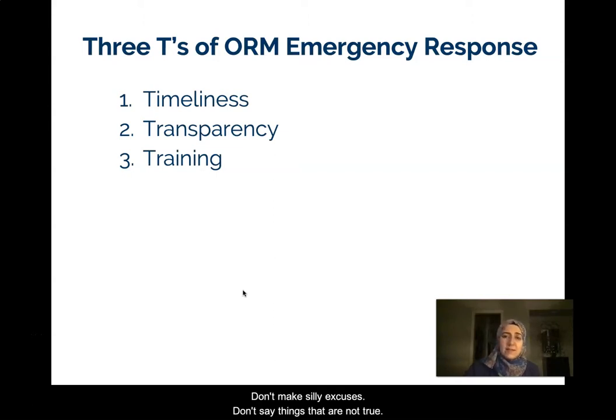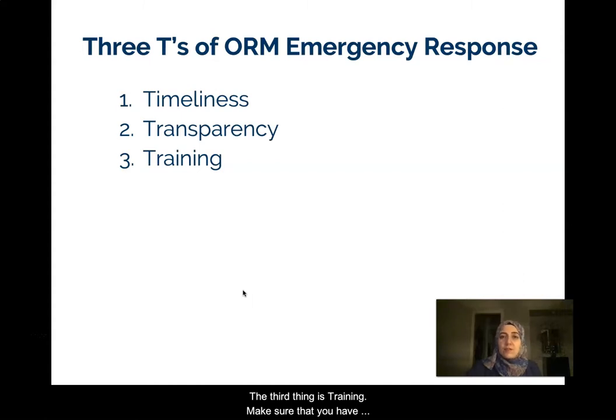Transparency is number 2. Don't make silly excuses. Don't say things that are not true. Just start by apologizing. A lot of the time, the customer wants to be heard and wants to be validated, especially if something did go wrong. So just say, we're sorry, and how can we make this right, and go from there.